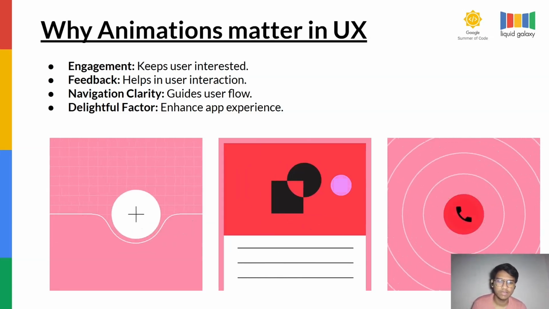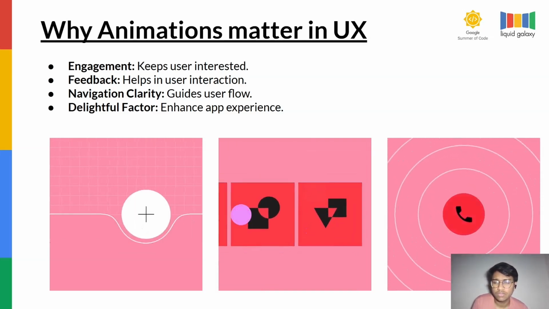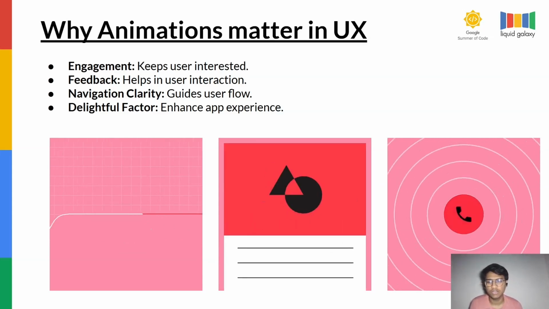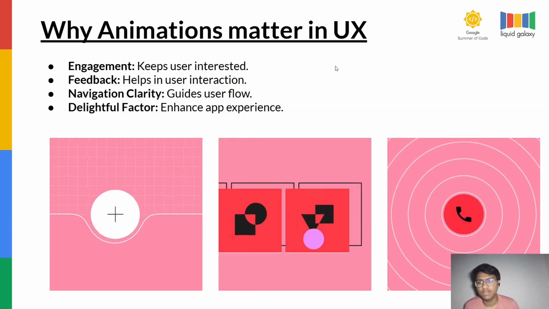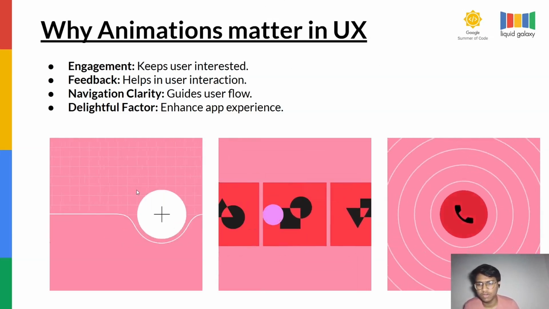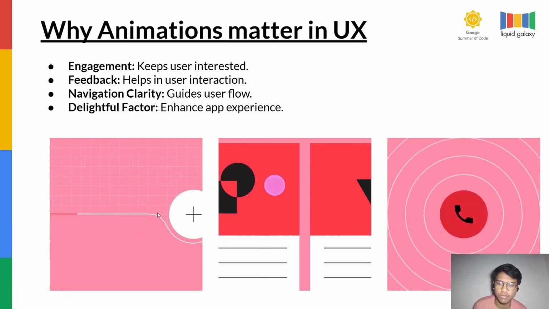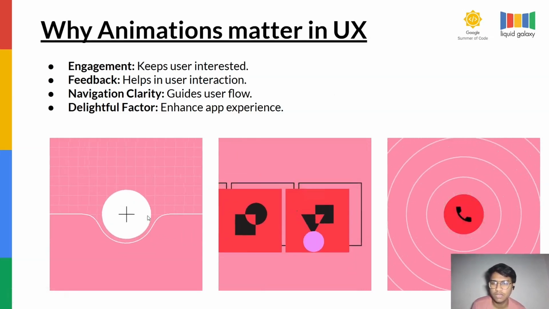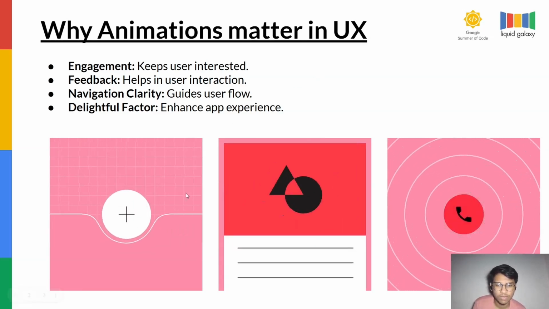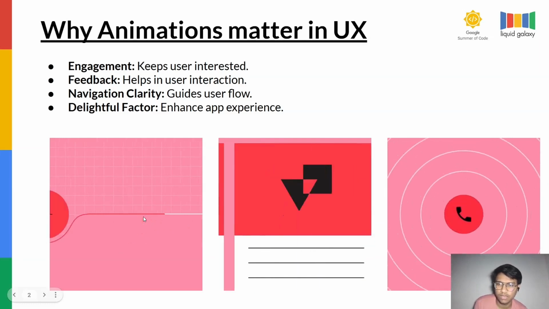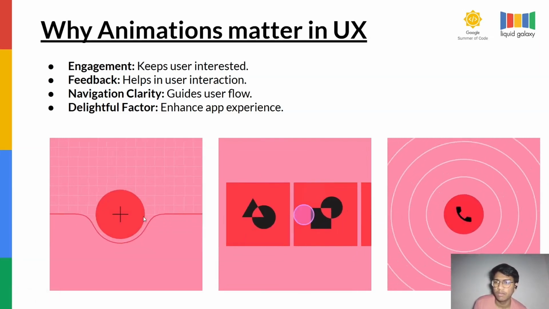Second is feedback. Animation allows the user to interact with the application and its surroundings. As you can see, if the user clicks on this button, there is some sort of animation that helps the user understand that this is working, and that some operations are happening in the app.